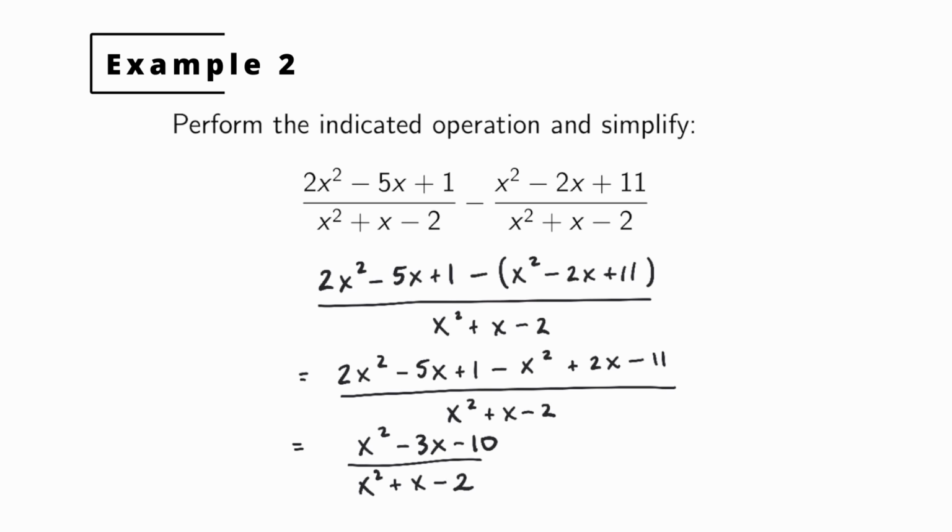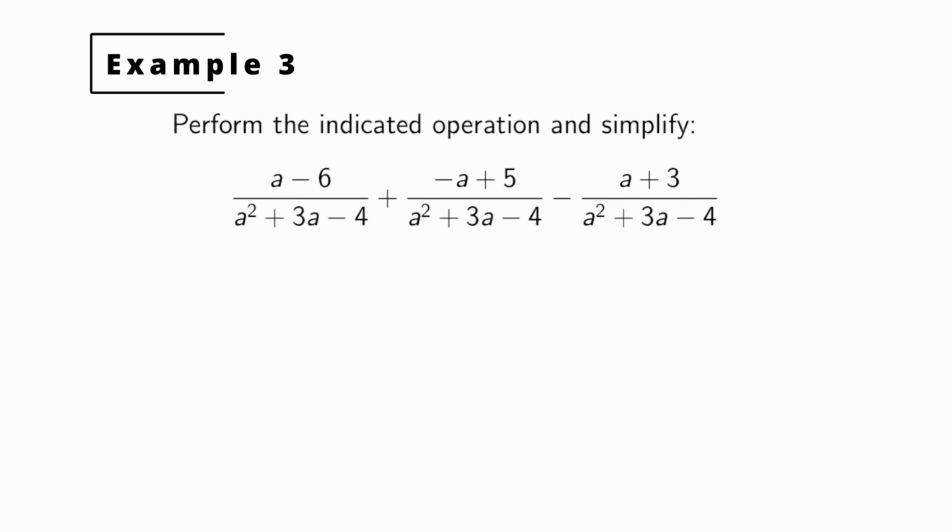And now we must simplify the numerator and denominator. The numerator will factor into x minus 5 times x plus 2, and the denominator will factor into x plus 2 times x minus 1. We have a common factor of x plus 2 in both the numerator and denominator, so we cancel that out, and it leaves us with x minus 5 over x minus 1. And that's it.